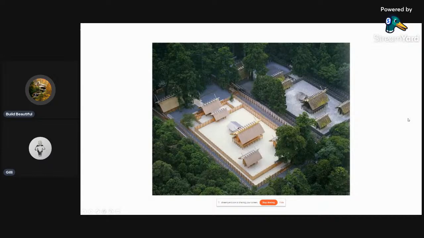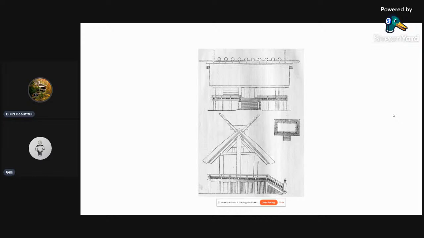So this right here is a photo of the site of the Ise Grand Shrine. I think it's called the Naiku Shrine, and as it was mentioned in the video, they rebuild the Naiku Shrine every 20 years on an adjacent site, and this is what this photo shows. This is just an elevation and plan view of the Ise Grand Shrine, otherwise known as, I think, the Naiku Shrine.